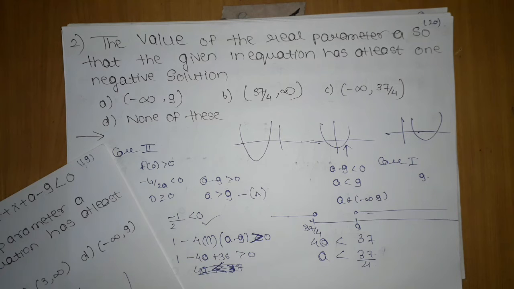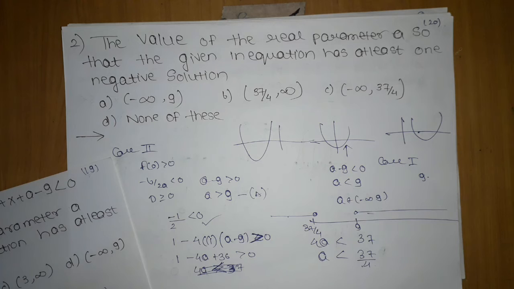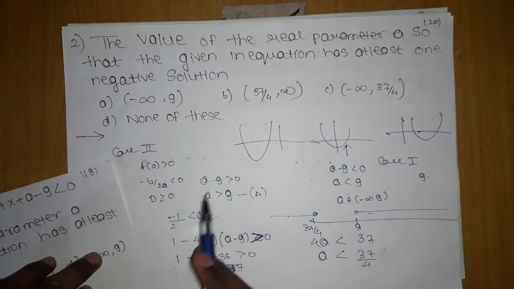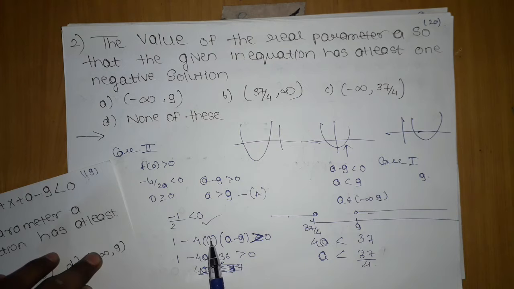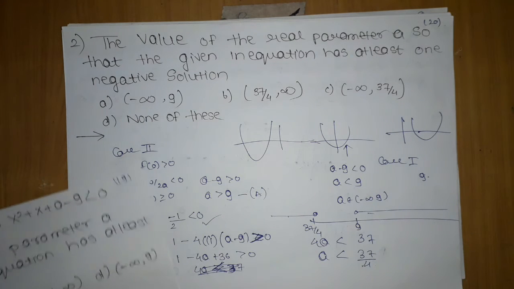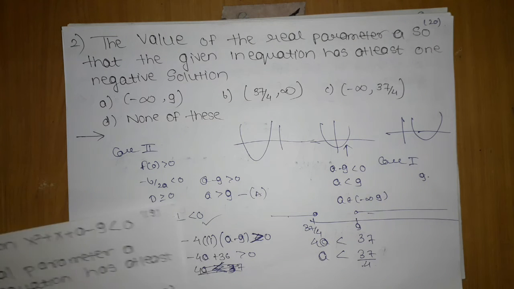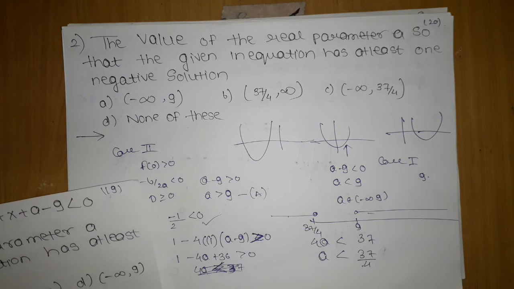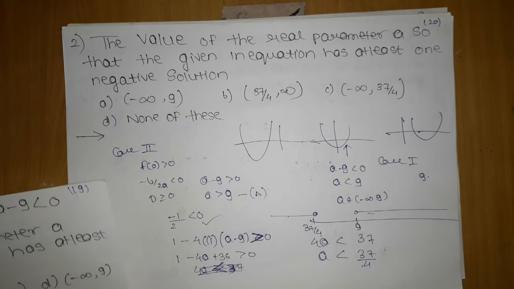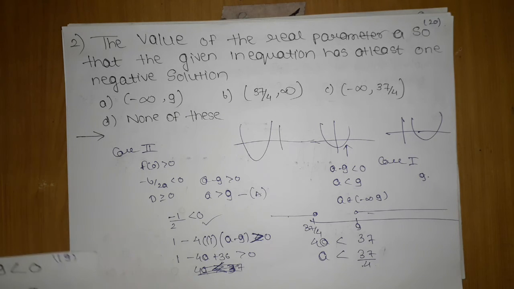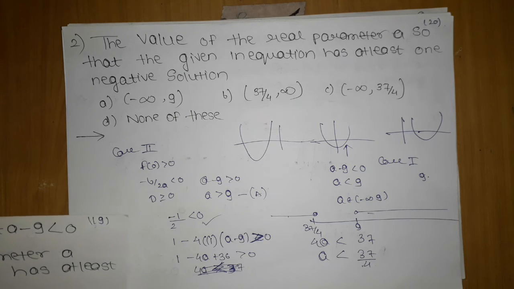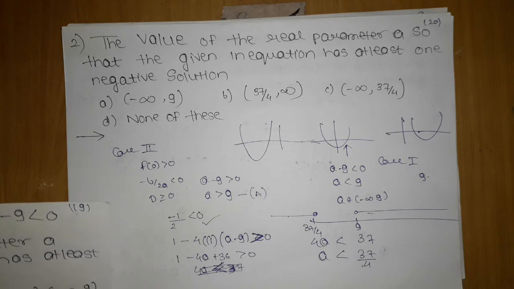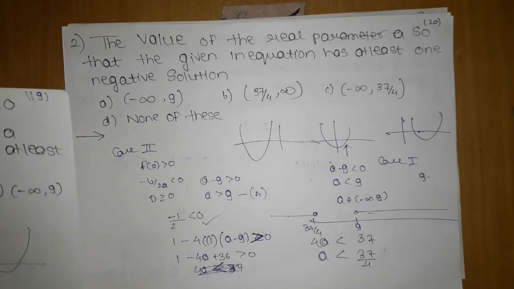Okay, so we must take the intersection. Let's just check the cases again to be more specific. Here, D should be greater than or equal to 0, that is right. Minus b, have we taken any value wrong? B minus 4 into a minus 9 should be greater than 0. This is 37, 4a. We are doing it right, there isn't anything wrong.